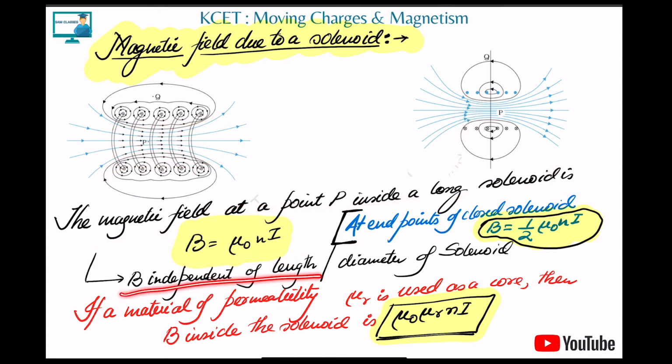Now B is independent of the length. How long the solenoid is, we don't worry about that, because there is no L in this, and we don't worry about the diameter of the solenoid also. So we're not worried about the area of cross section, basically.